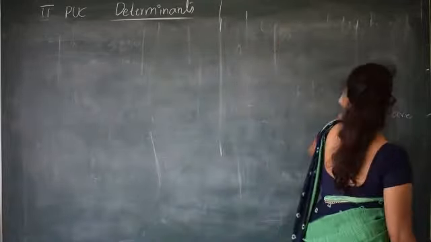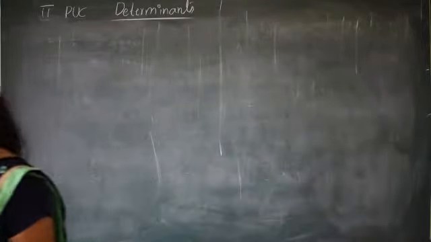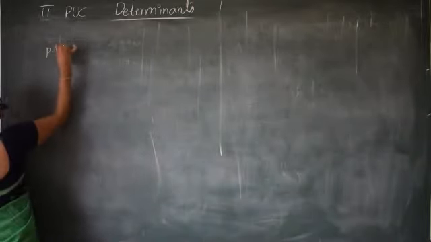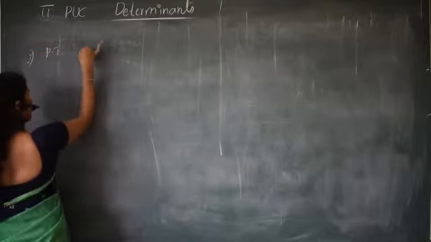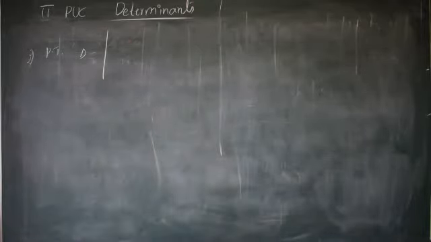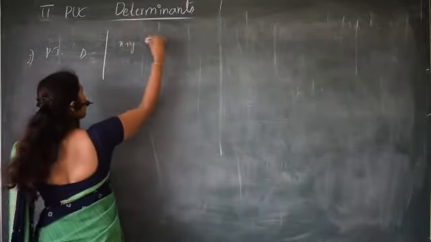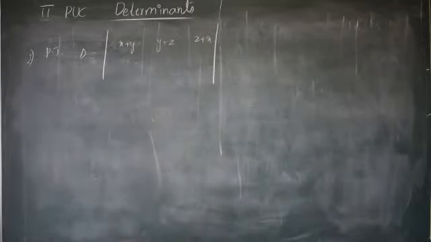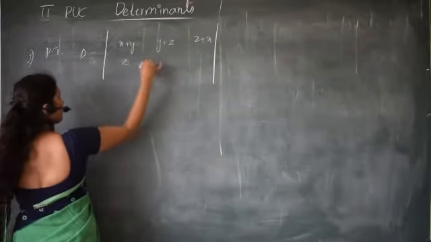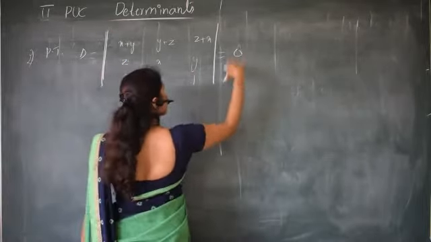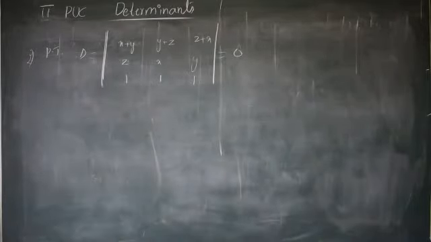So next problem, I'll give one more problem. Again, without expansion, that means using determinant properties, prove that delta is equal to x plus y, y plus z, z plus x; x plus y, y plus z, z plus x; then z, x, y; 1, 1, 1, this is equal to 0.